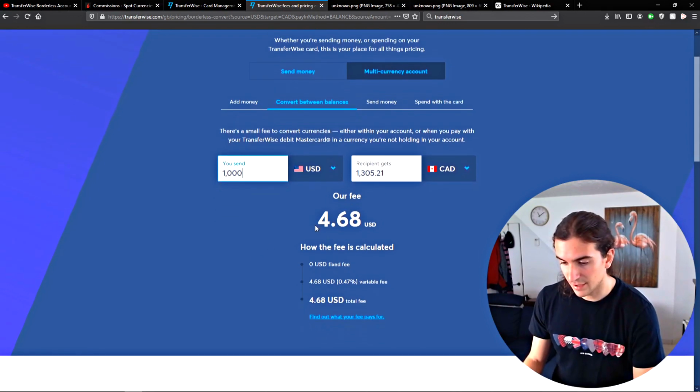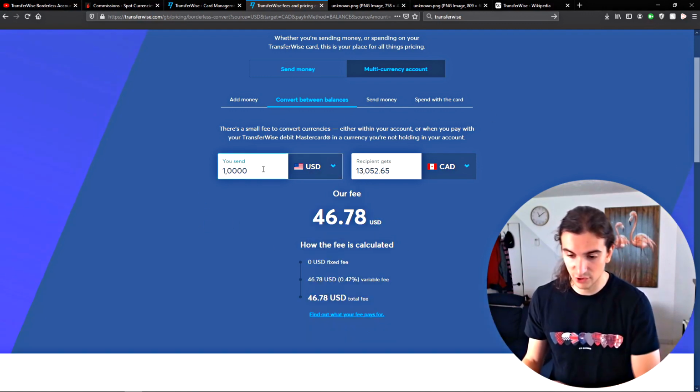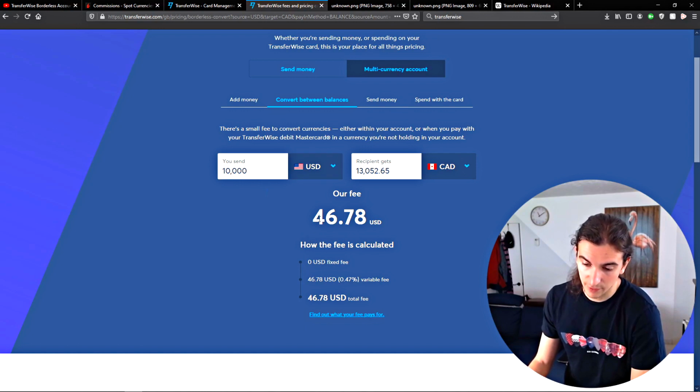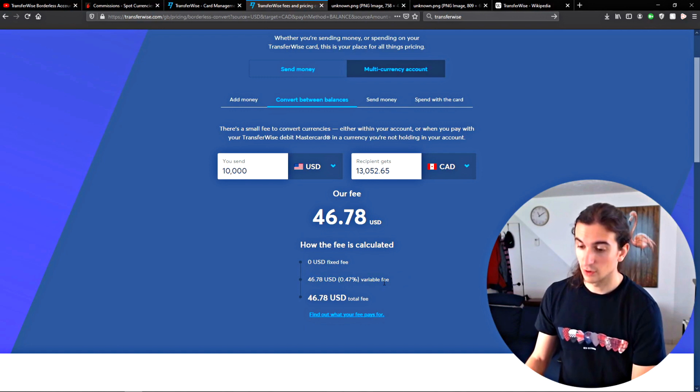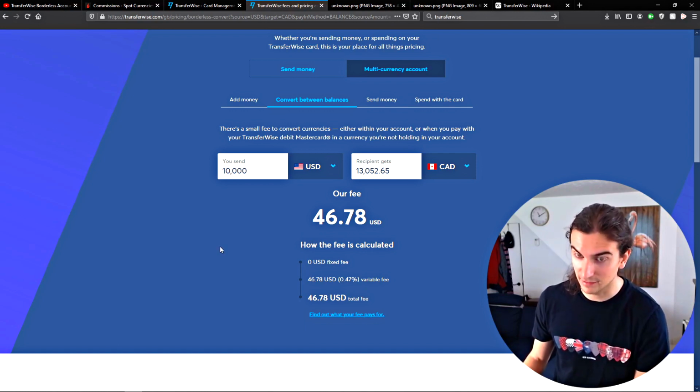So they tell you that the fee here is $4.68 USD, and they tell you how the fee is calculated. Basically this fee is about a 0.5% variable fee of the total value of your transaction. So you're going to see here, if you change that to 10,000, now your fee has pretty much 10 times because the variable fee stays exactly the same. So I would say that that's the biggest con about TransferWise, is that they're always going to be giving you this 0.5% fee, but that's going to be a lot better than pretty much every alternative out there on the market right now if you're comparing it to bank rates and whatnot.